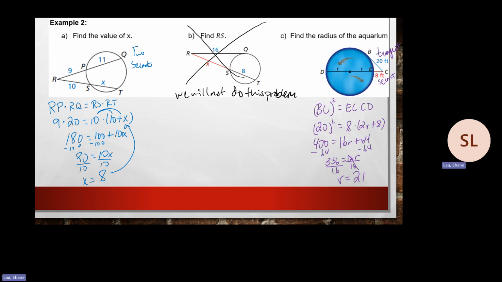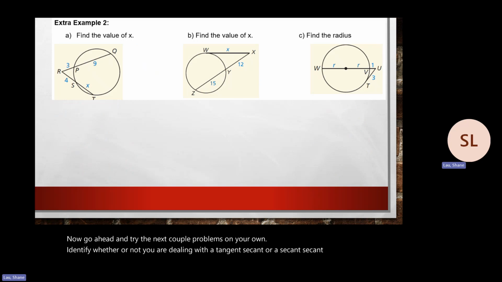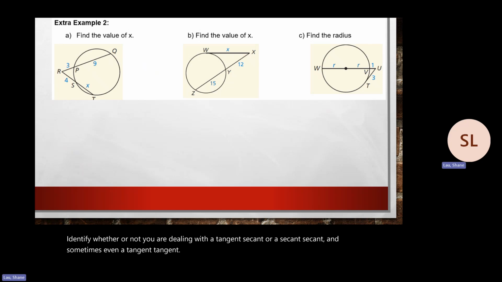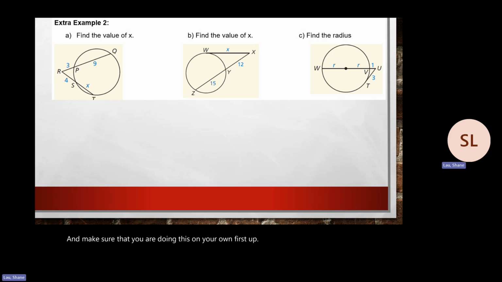Okay. Now go ahead and try the next couple of problems on your own. Identify whether or not you are dealing with a tangent secant or a secant secant, and sometimes even a tangent tangent. And make sure that you are doing this on your own first though. But if you are unable to figure it out or you need to check your work, go ahead and come back.